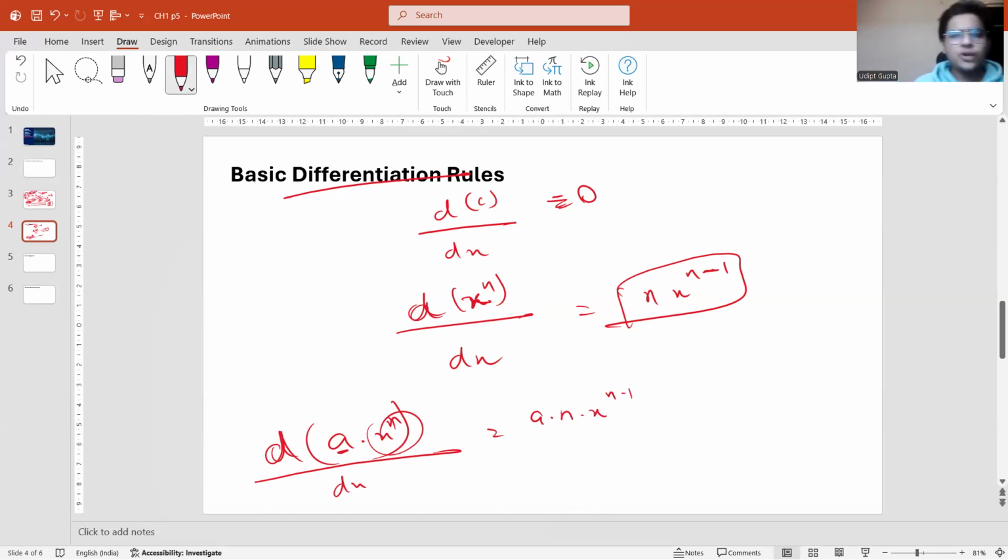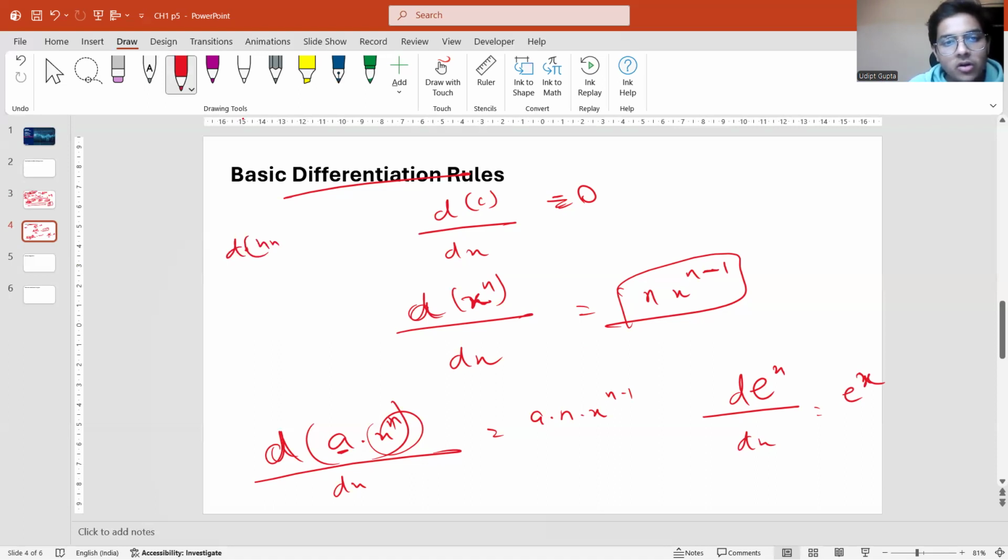This is it. Exponential function. We talked about Euler's number, e^x. The derivative of e^x is itself, so there is no change. Integration of e^x is e^x, and differentiation of e^x is e raised to the power x only. Logarithmic function, okay.